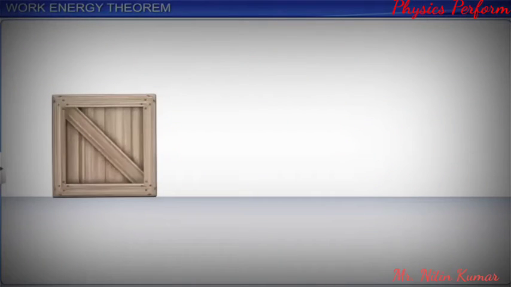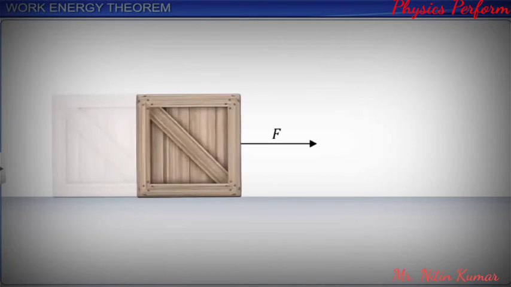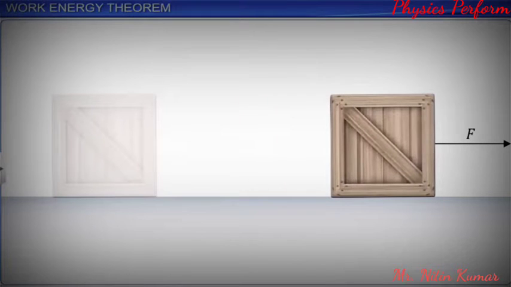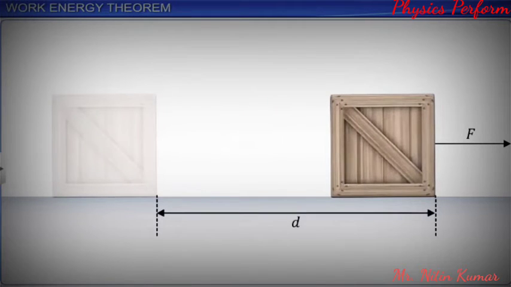Consider a wooden block which is at rest on a horizontal surface. When the block is pulled by an external horizontal force F, it is put into motion and is displaced through a certain distance d, and we say work is done on the block. Let's consider a second case, where the direction of the force is not along the direction of the motion of the block.